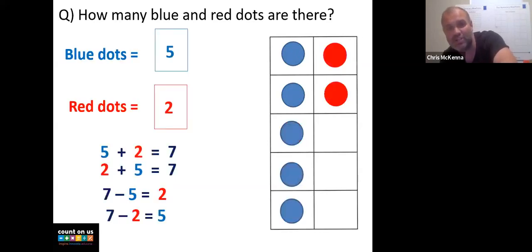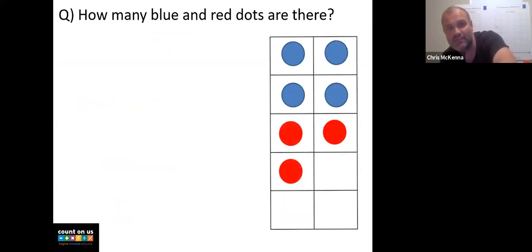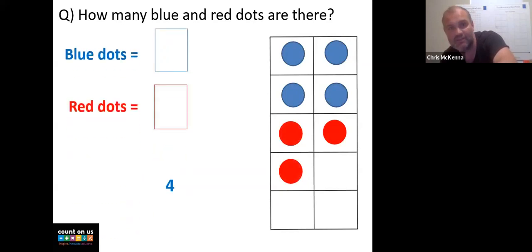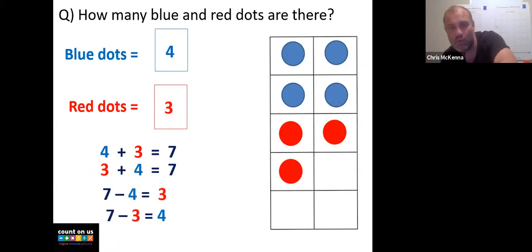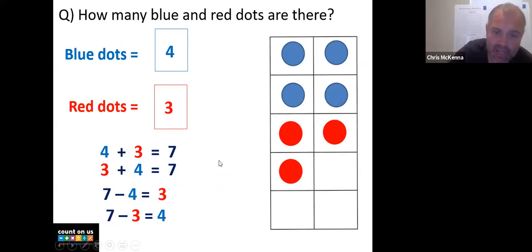Again, we're looking at partitioning 7 here. So there was one way to make 7. Here's another way to make 7. This time it's 4 and 3 make 7. And again, the number sentences to go with that. So you can see the partitioning links in quite well with the bar model, or the part whole relationship that we talked about at the start.